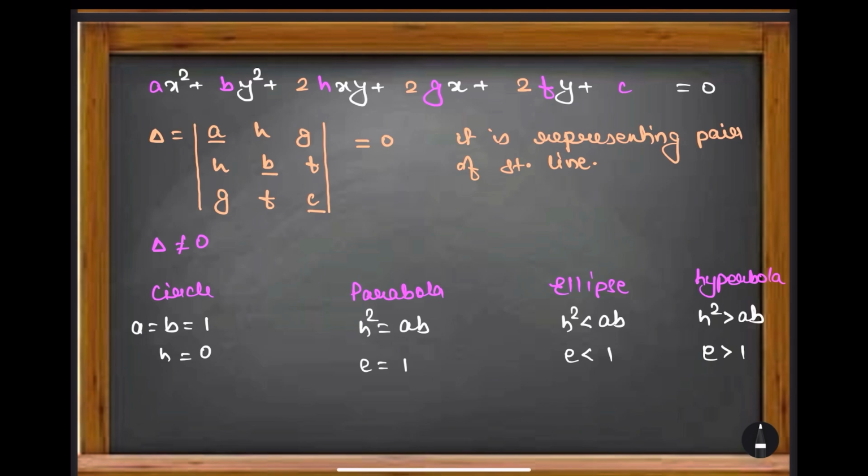I hope till this part you guys are comfortable, and if I give you a 2-degree curve, you can judge whether it is representing a pair of straight lines, circle, parabola, ellipse or hyperbola. Is that clear? Okay.